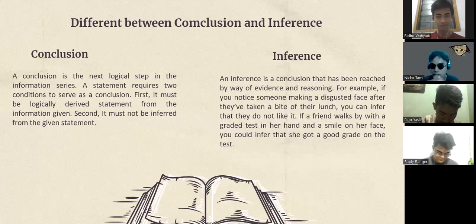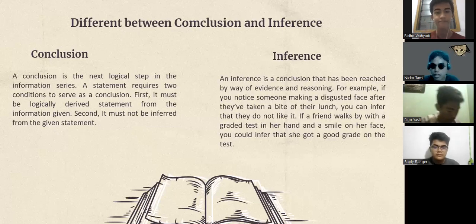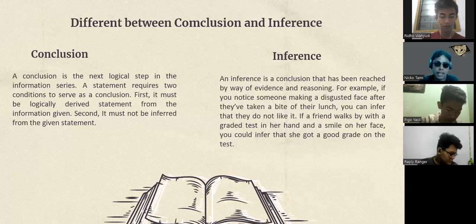On the other hand, an inference is a conclusion. However, it has been reached by way of evidence and reasoning. For example, if you notice someone making a disgusted face after they've taken a bite of their lunch, you can infer that they do not like it. If a friend walks by with a graded test in her hand and a smile on her face, you can infer that she got a good grade on the test.